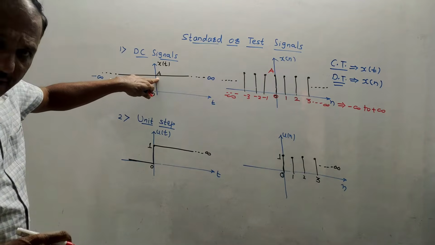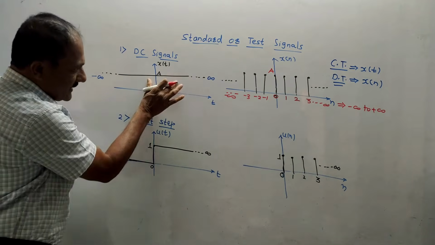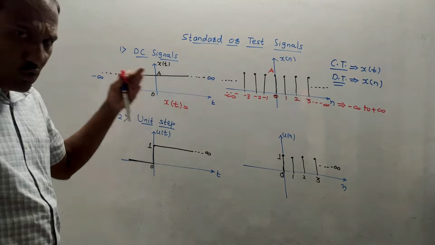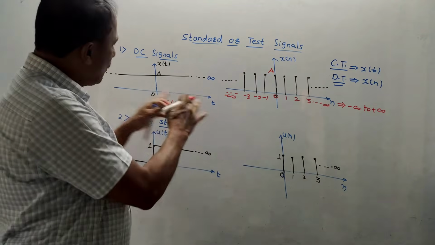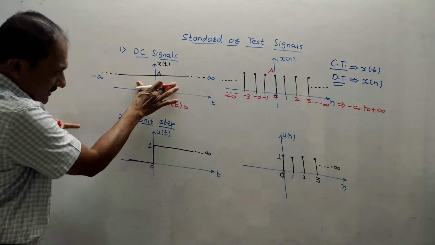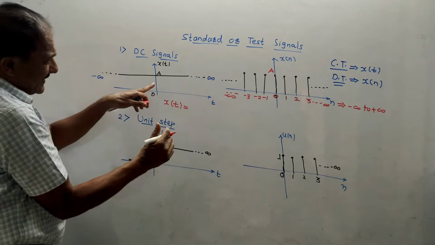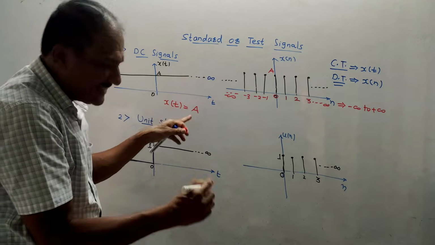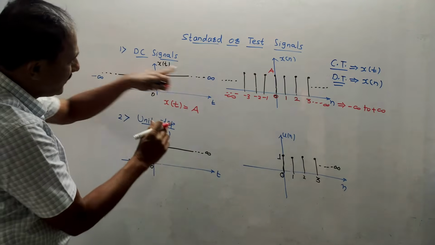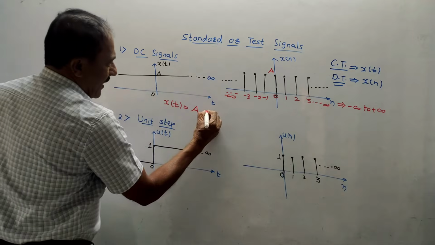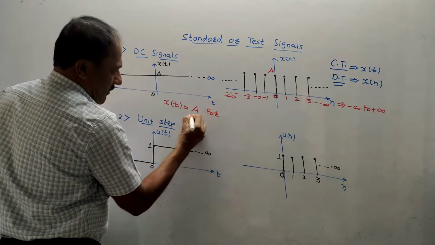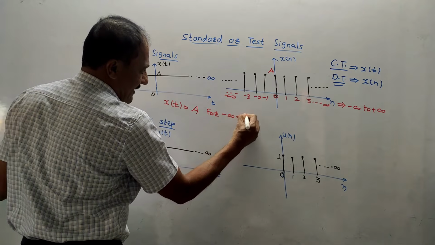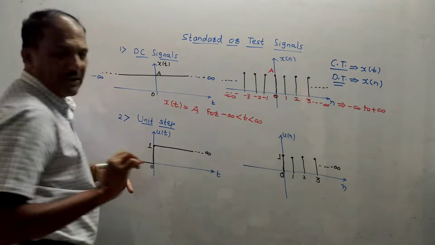If I want to write the mathematical equation for this CT signal, how to write it? You don't have to mug up the mathematical equation. If you know the diagram, I will tell you the trick to write the mathematical equation. If this is the given diagram, then we know that its amplitude is A. For which values of t is this amplitude A present? It is present from minus infinity to plus infinity. So I will write x of t is equal to A for minus infinity less than t less than equal to plus infinity.